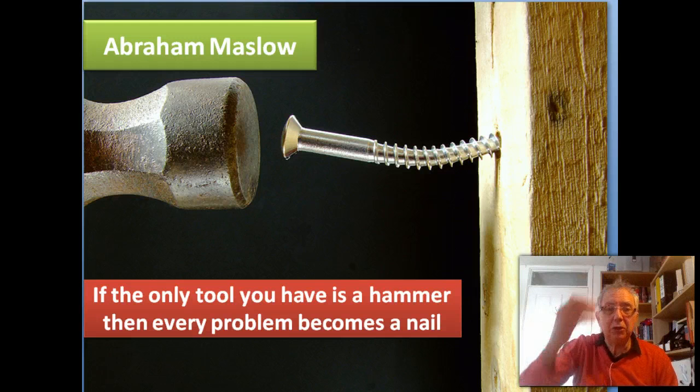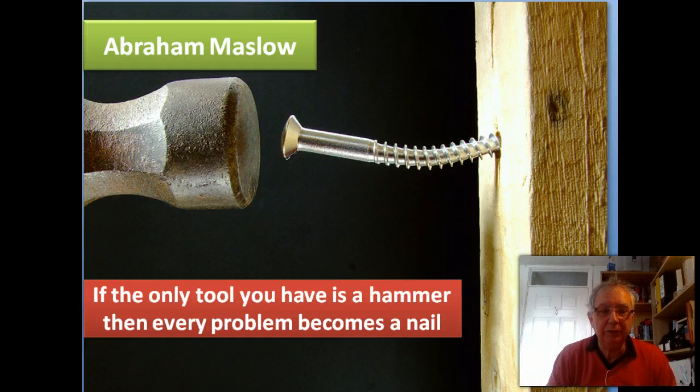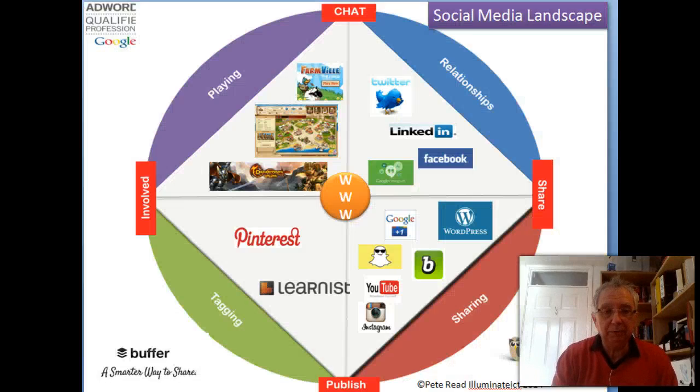So the first thing I want to do is move down when we think about Abraham Maslow. Maslow is the guy who came up with the hierarchy of needs and various other bits and pieces. But the quote from Maslow that I particularly like is that if the only tool you have is a hammer, then every problem becomes a nail. And it's exactly the same solution inside of social media. There are so many social media tools available to us that if we just use the same tool all the time, then effectively we're not going to be using the best tool for the job.